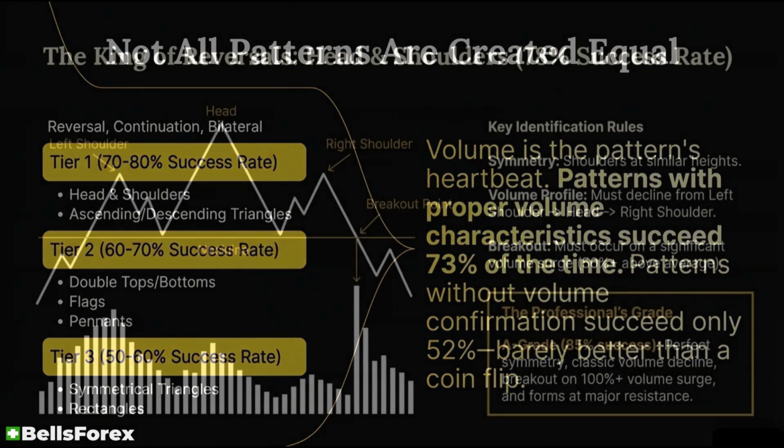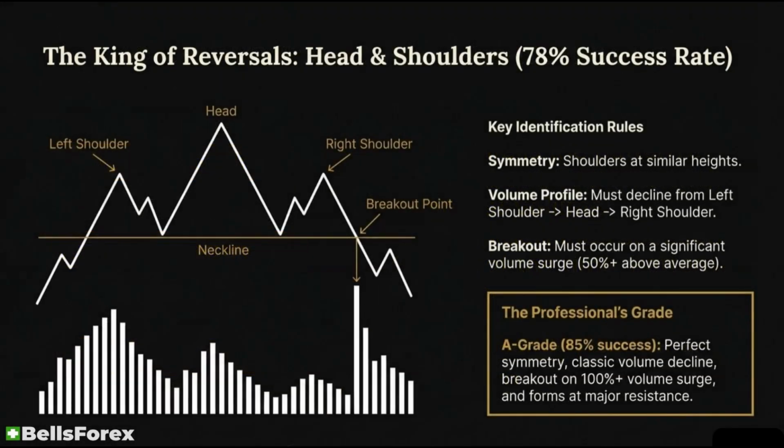Let's move into the patterns themselves, starting with the undisputed leader among reversals, the head and shoulders, HNS. When it's properly confirmed, the source material credits this Tier 1 setup with a 78% historical success rate. It's the king because its structure perfectly visualizes buyer exhaustion and the sequential capitulation of momentum.